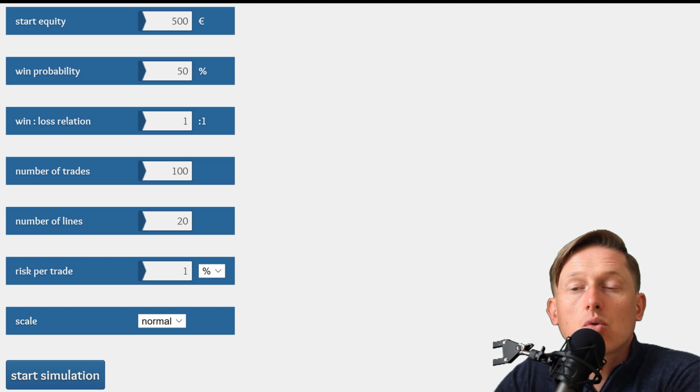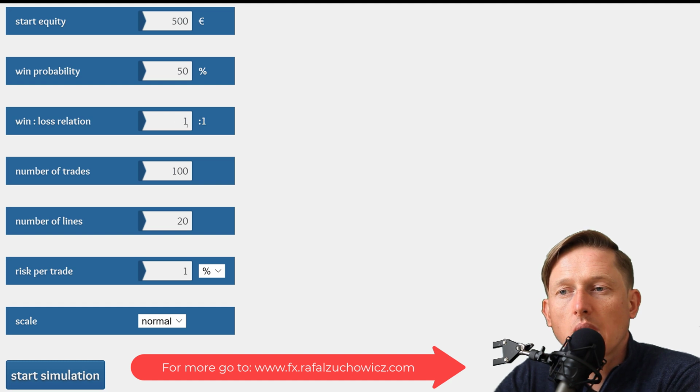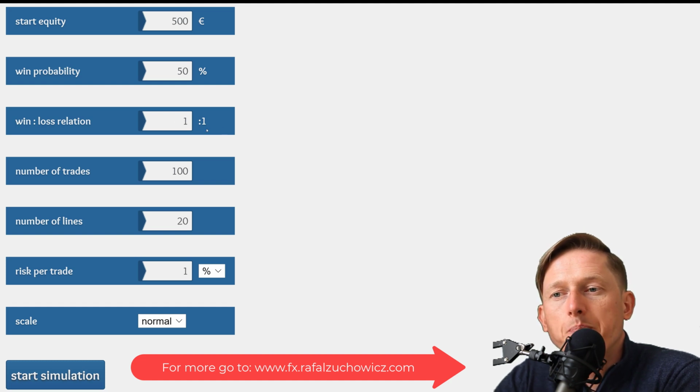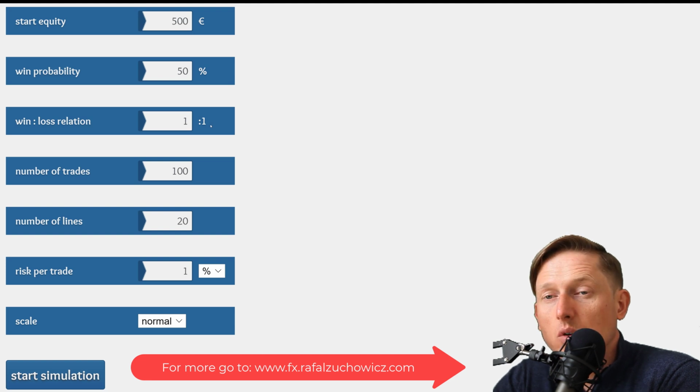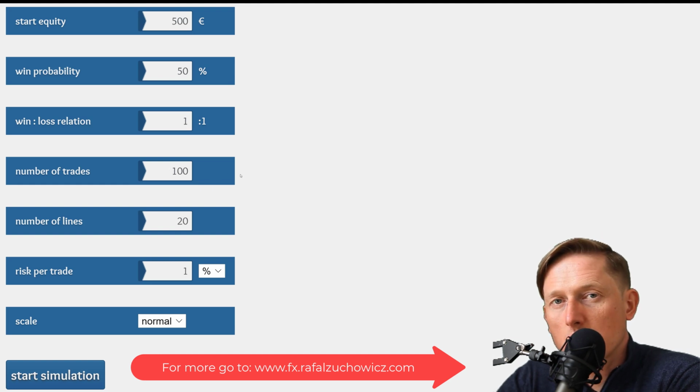Then the win to loss ratio is 1-to-1, meaning that for each £1 we are risking, we are taking a profit of £1. Number of trades is 100.